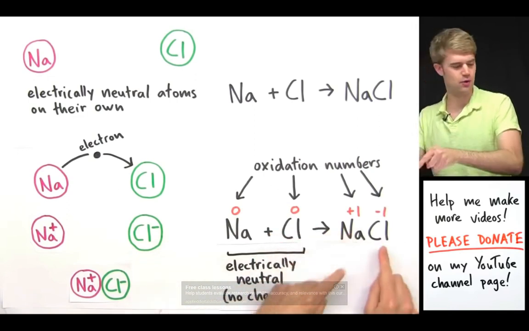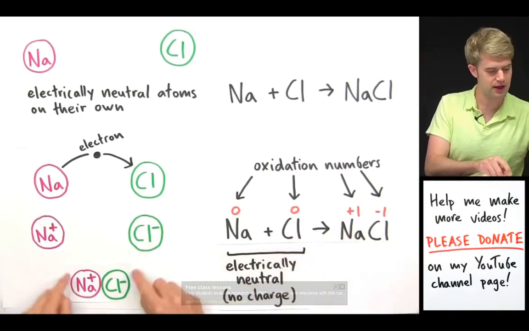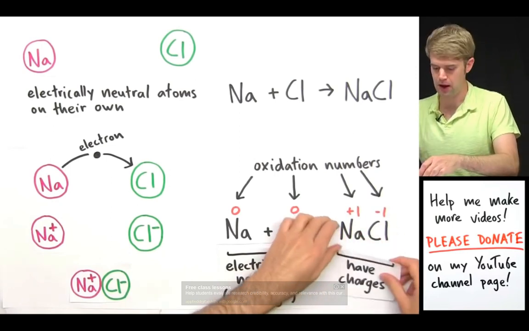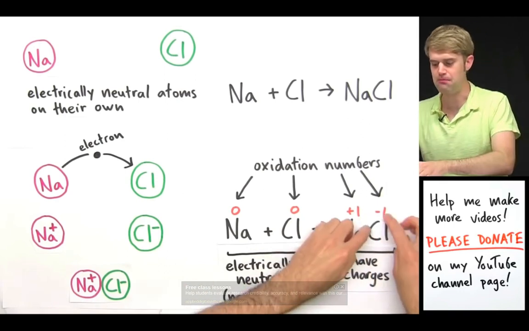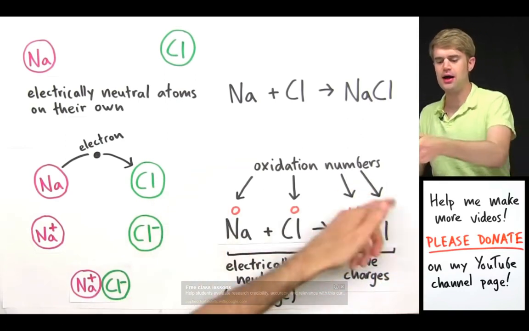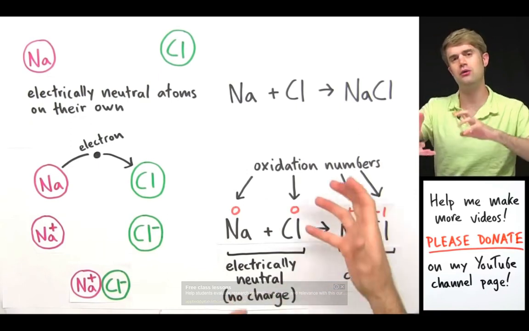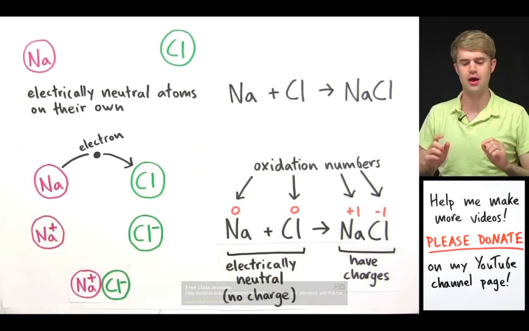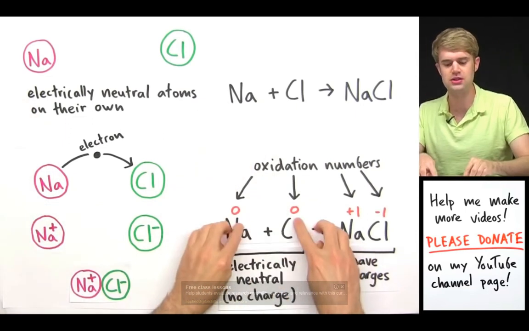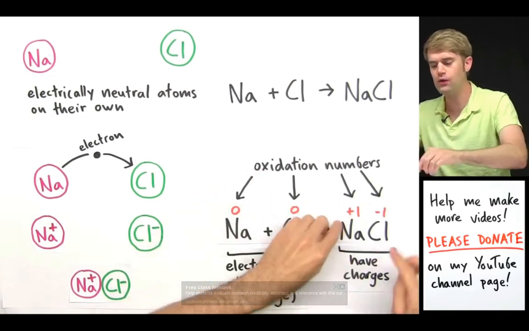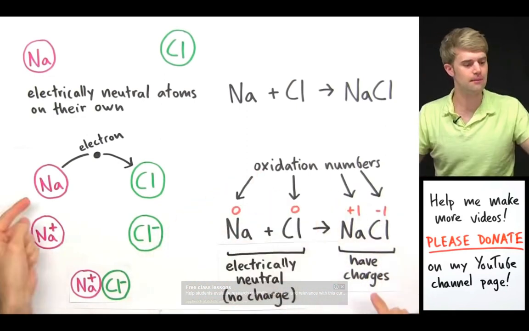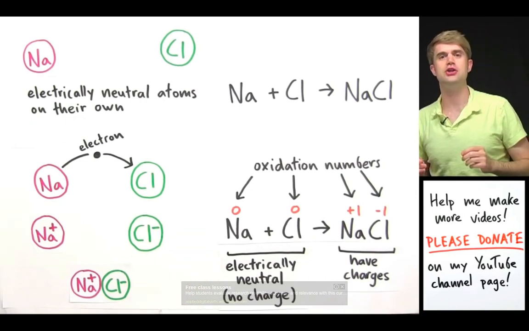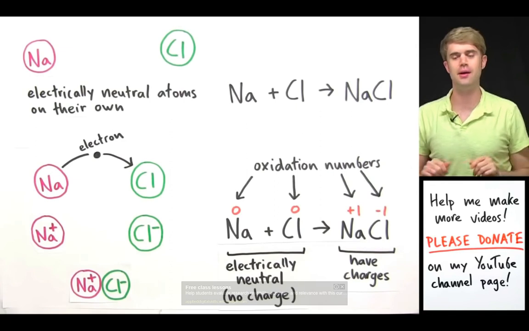Then on this side of the equation, once the sodium and chloride have taken on charges, I put those charges above each element, plus 1 for the sodium and minus 1 for the chloride. These oxidation numbers help us keep track of how charges change during a reaction. Most importantly for this reaction, they remind us that sodium and chlorine start out neutral and only end up getting a charge later after this electron transfer takes place. So, that is oxidation numbers, and we'll talk more about those in coming lessons.